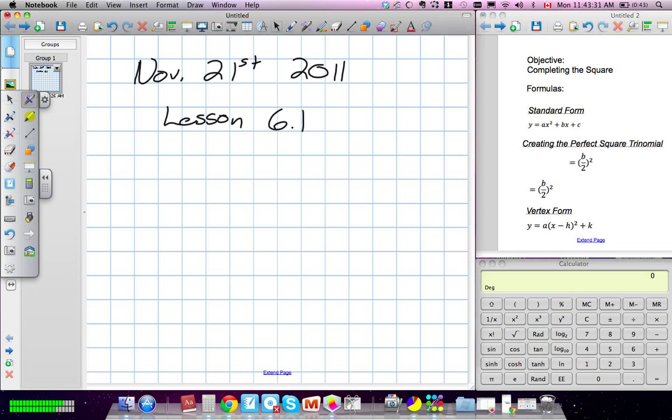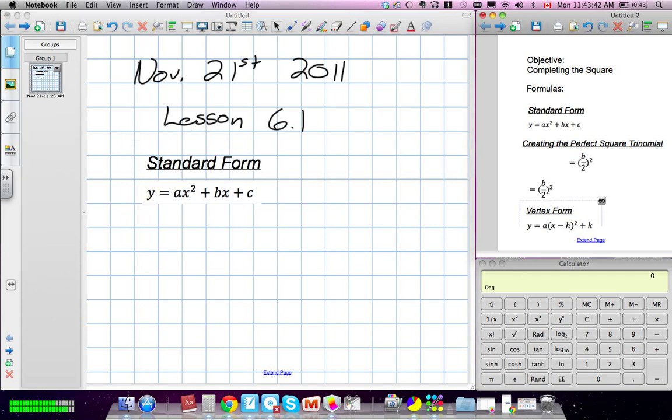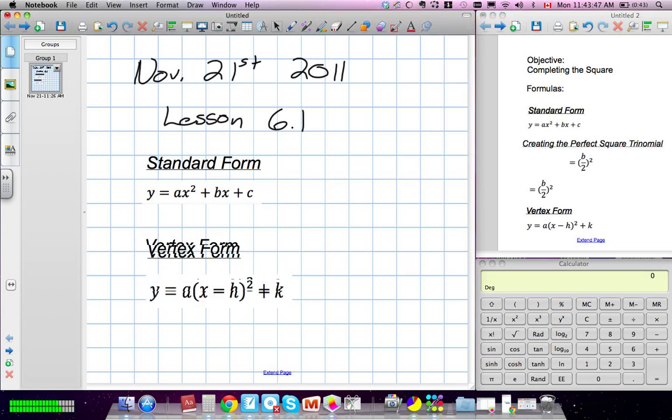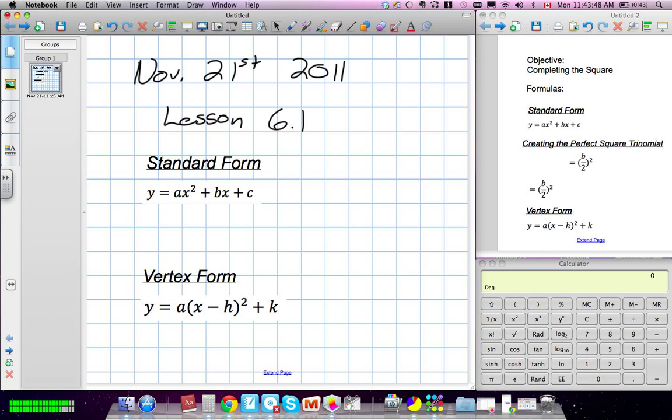we're going to be taking our standard form of an equation, and we're going to be changing it to vertex form. Okay? And in that process, we'll use this little perfect square trinomial, creating a perfect square trinomial. It'll be part of the process. But today what we're going to be doing is going from standard form to vertex form.